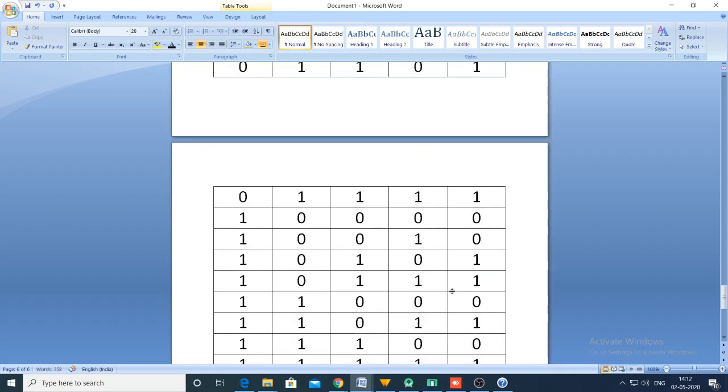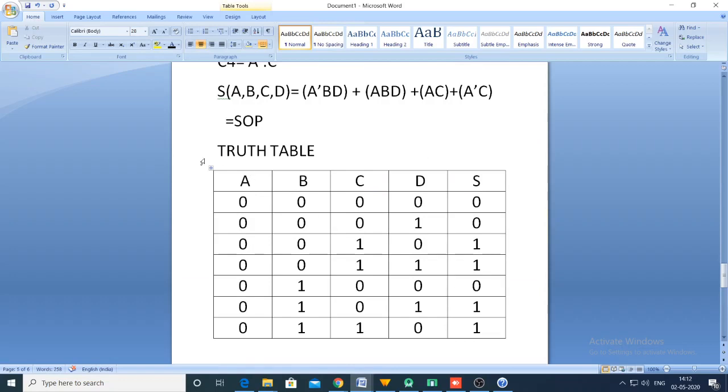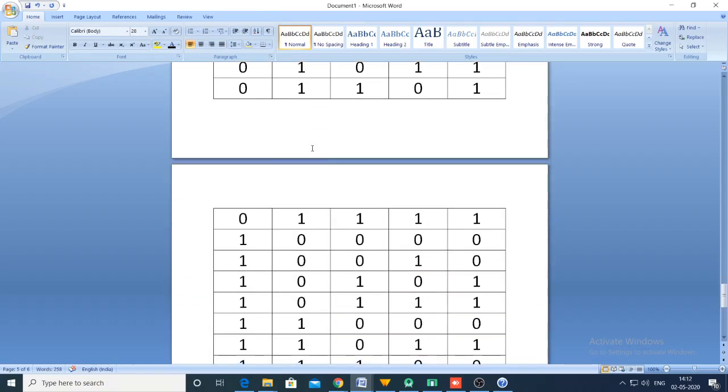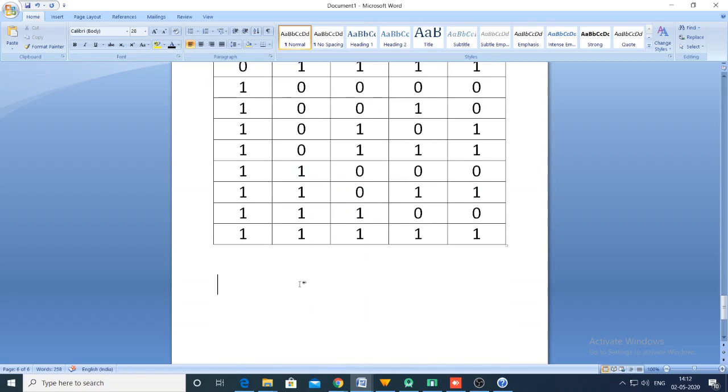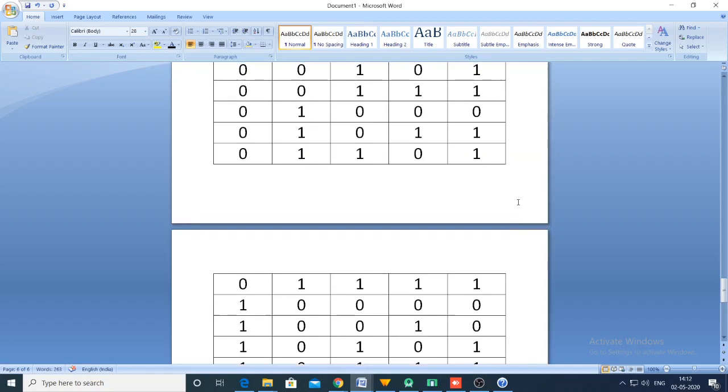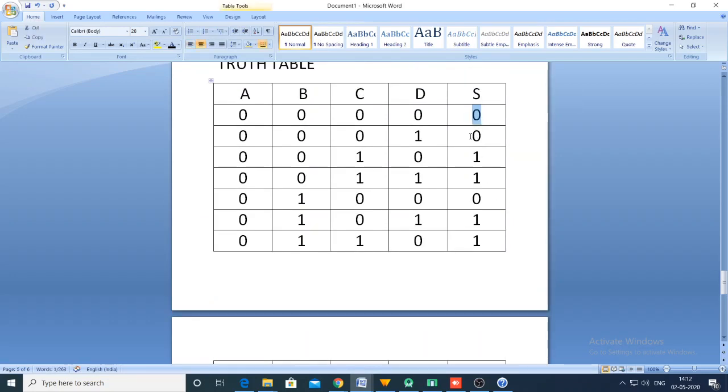Yes, this is how we have to prepare the truth table from the given expression, from the obtained sum of product expression. Now we want POS expression. So for POS expression, F of A, B, C, D is equal to POS expression. So for POS expression, what is to be done? We should look into the 0 resultant column.